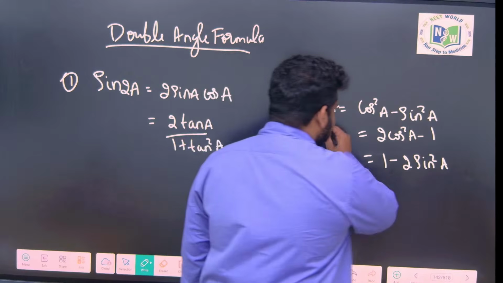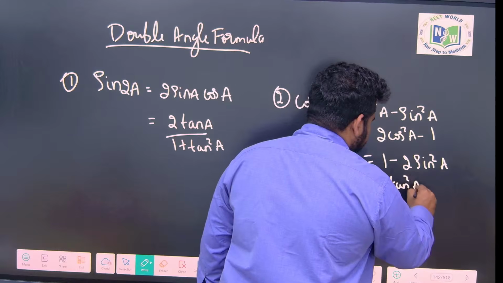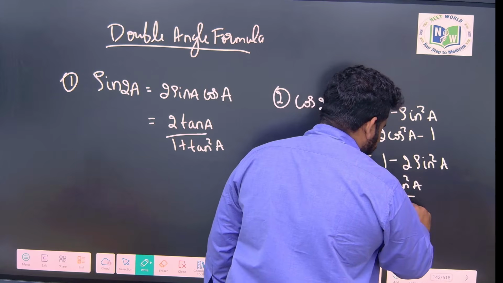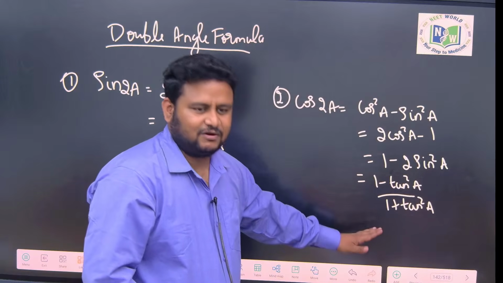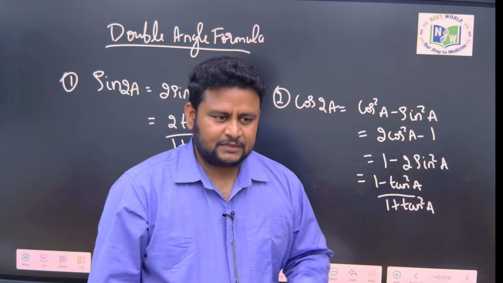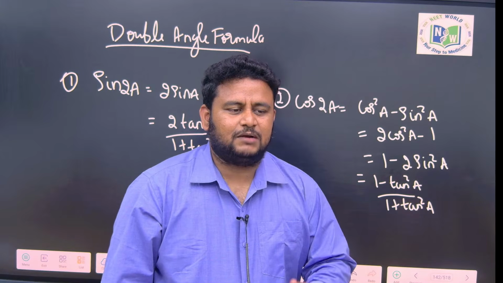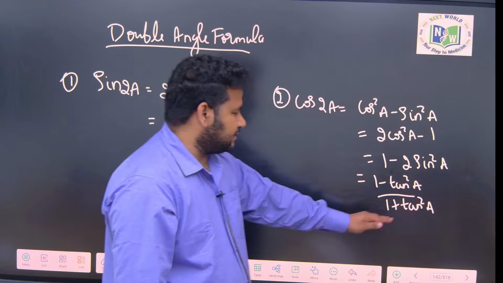So in terms of tan, this can be written as 1 minus tan square a by 1 plus tan square a. Whenever I am writing the double angle formula in terms of tan, the denominator is always 1 plus tan square a. Remember this.